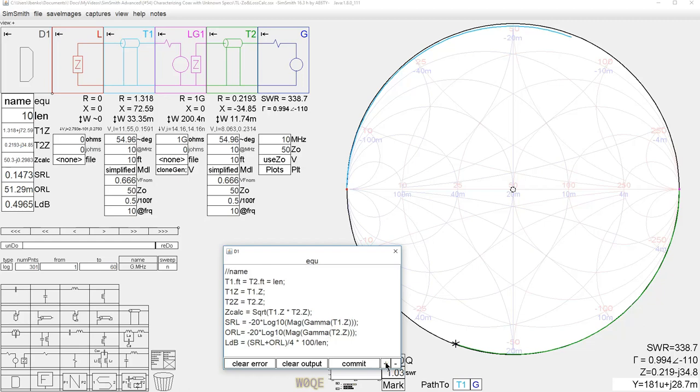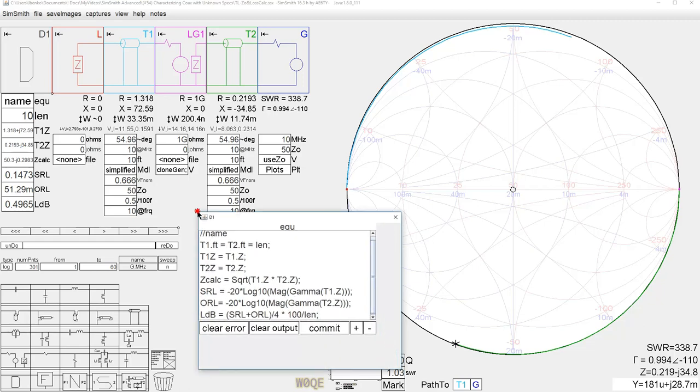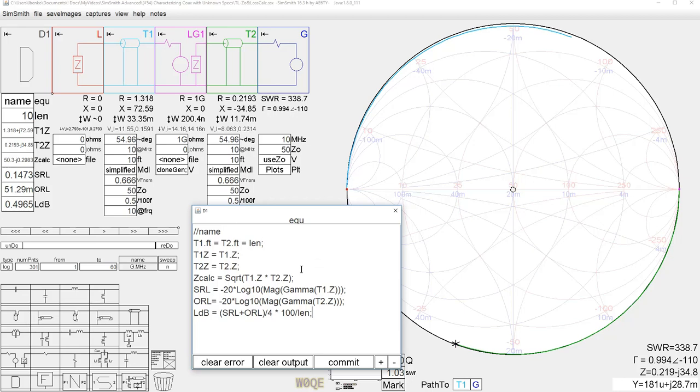Let me make this a little bit larger so it's easier to see too. So you might say to yourself, well, can I take the square root of a complex number? And the answer is sure you can. The easiest way to think of it is to convert the complex number to a magnitude and an angle, and then take the square root of the magnitude and halve the angle. That will work. SimSmith can do it for you. I'm having SimSmith do the calculation.